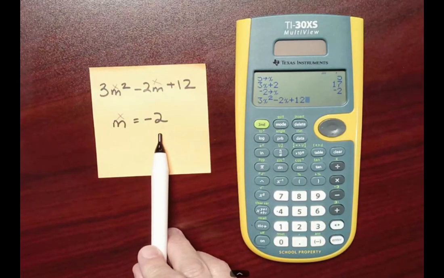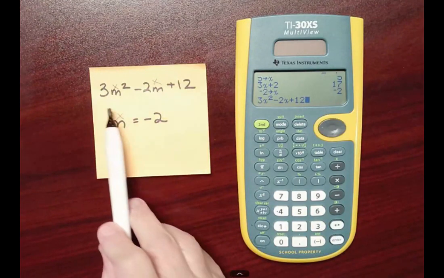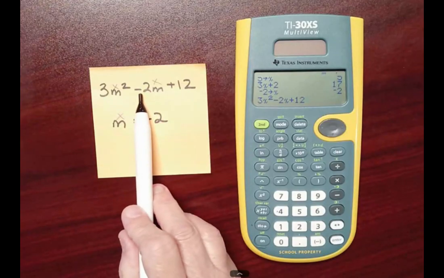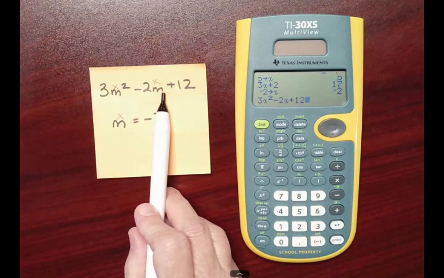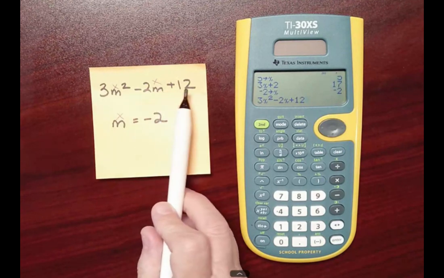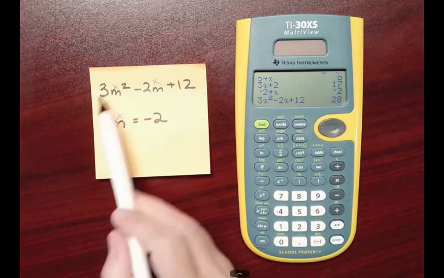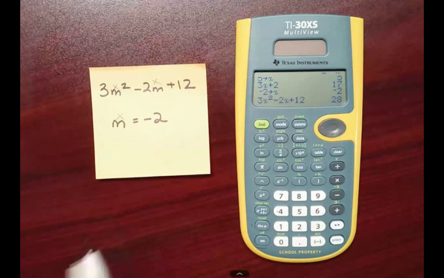-2 times -2 is 4. 4 times 3 is 12. Minus 2 times -2 is another plus 4. 12 plus 4 is 16, plus another 12 should give me 28. And there is our answer, 28. But the calculator will do all of that without you having to figure out what it is.